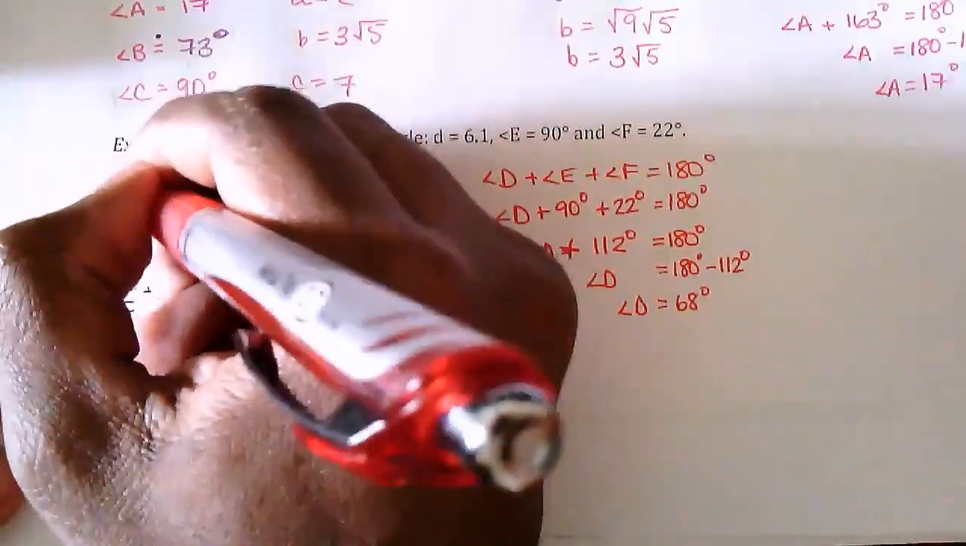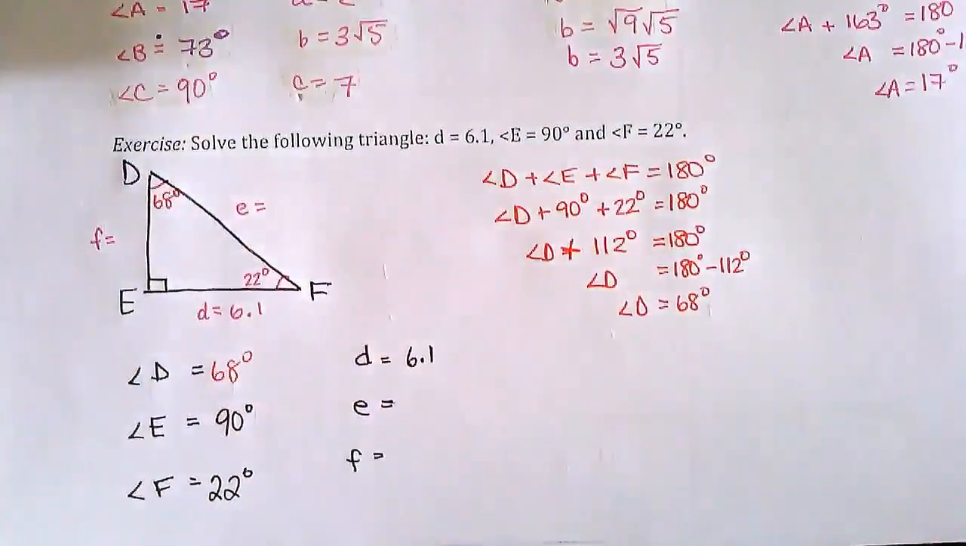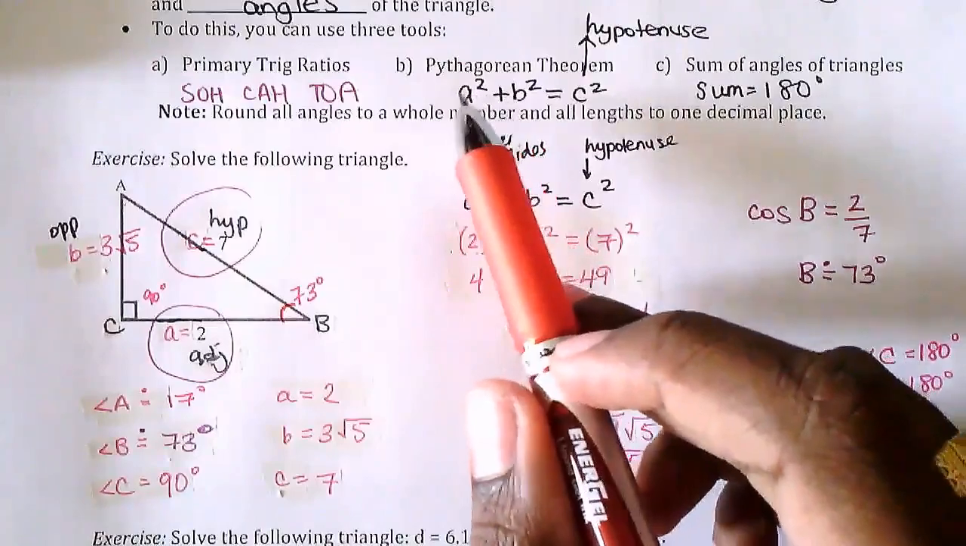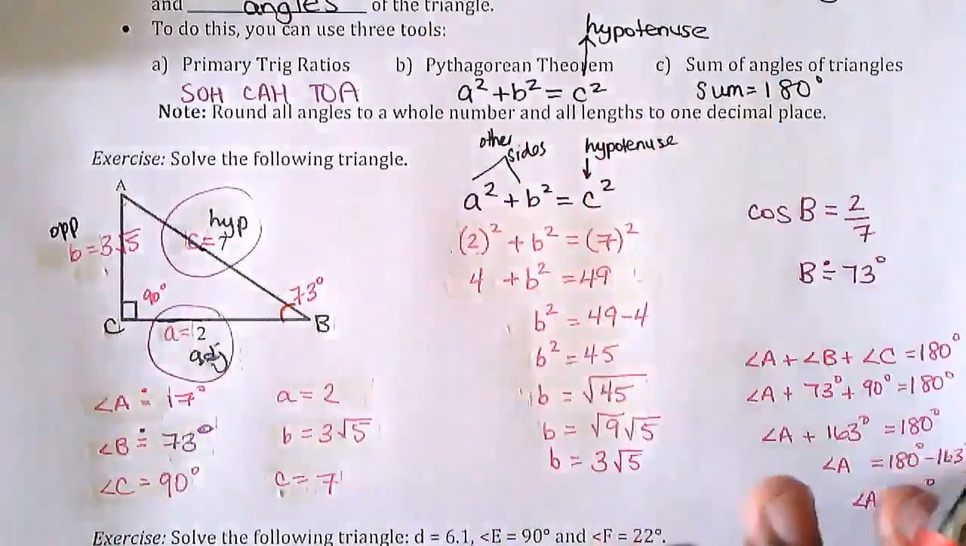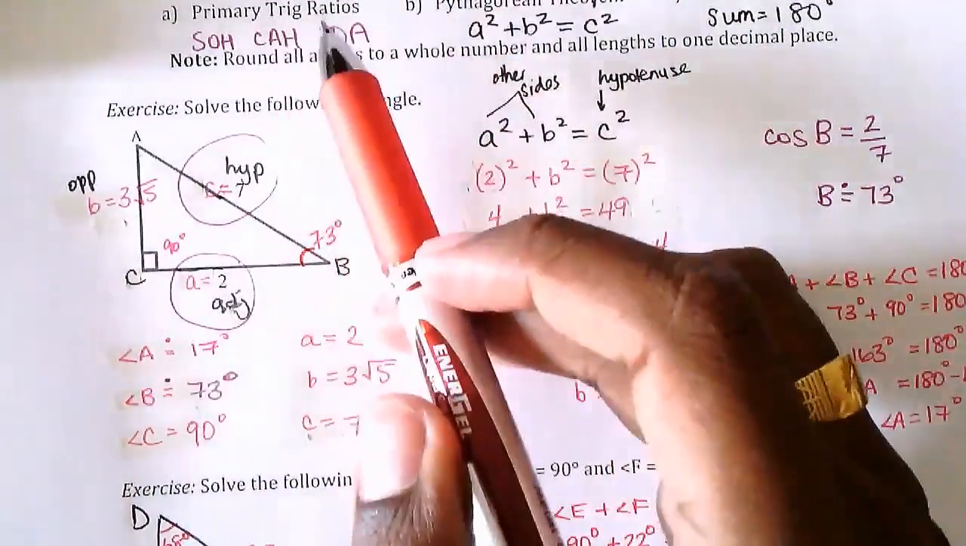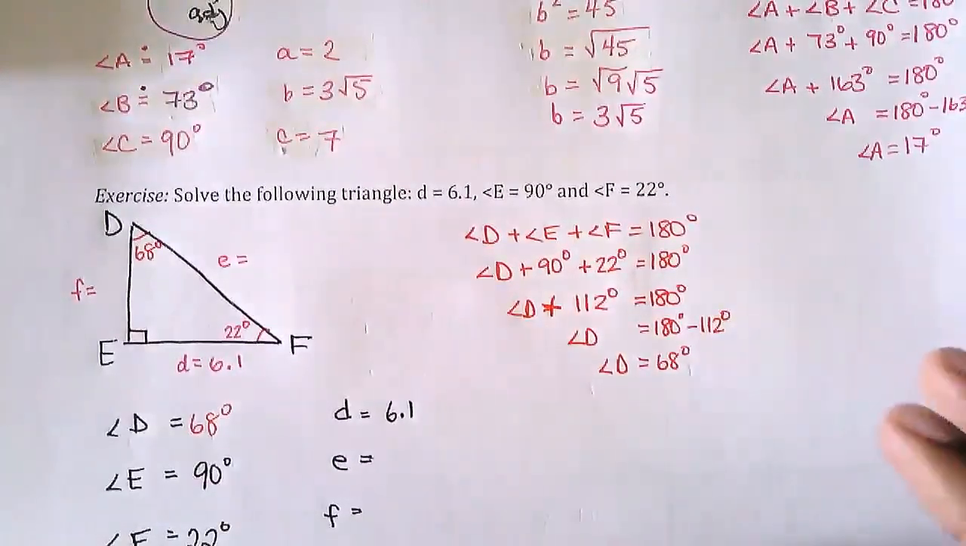So the angle was quite easy to find. Again, label that here. So we found all three angles. Now all we need to do is find the particular side lengths. So the tools we had were sum of angles. We reuse that. In order to use Pythagorean Theorem, you need to know at least two of the side lengths. We only have one side length here. So we're going to have to figure out another side length using primary trig ratios.